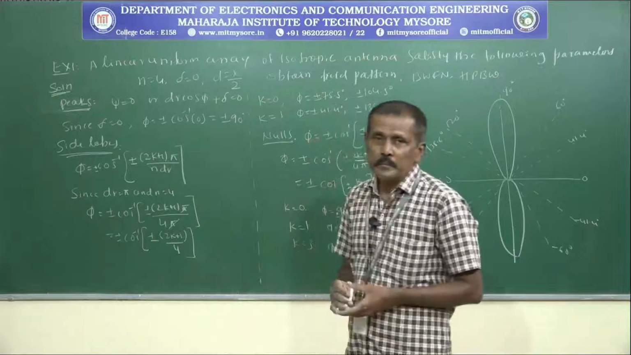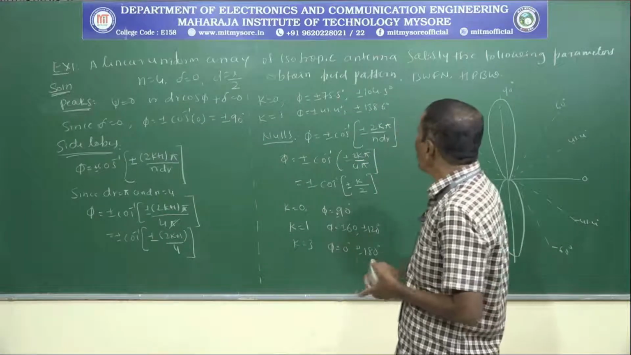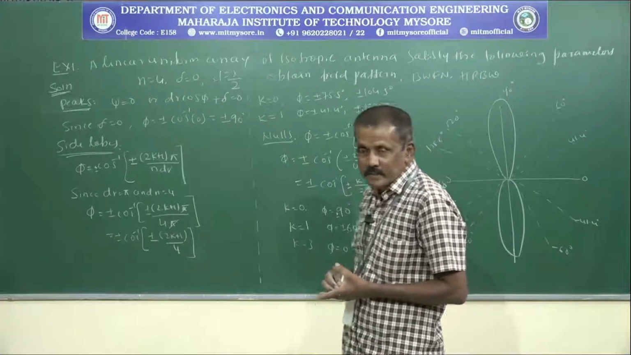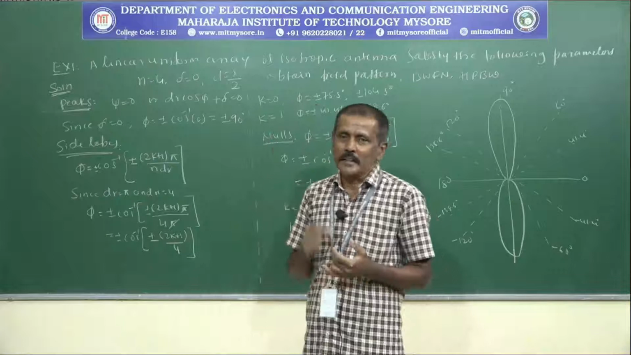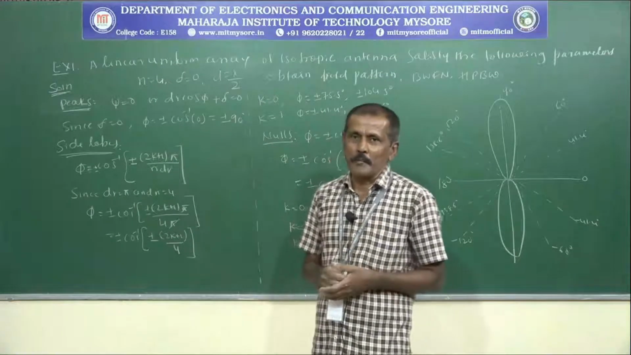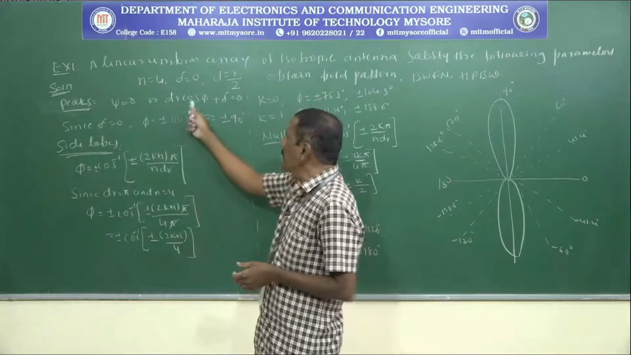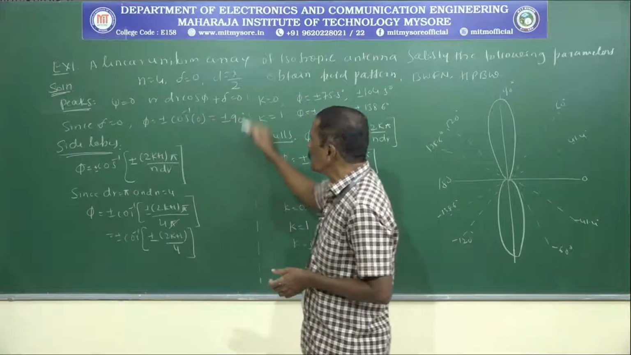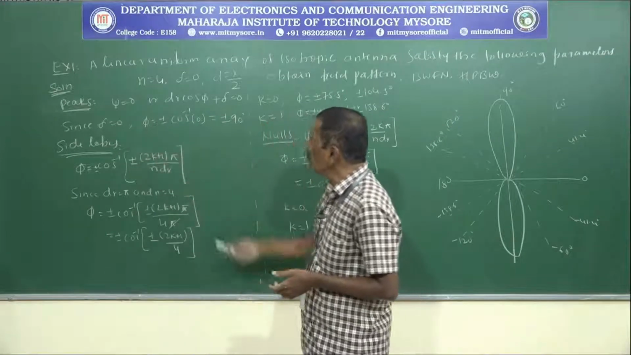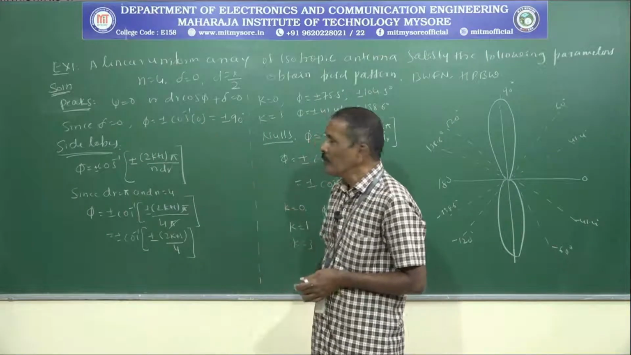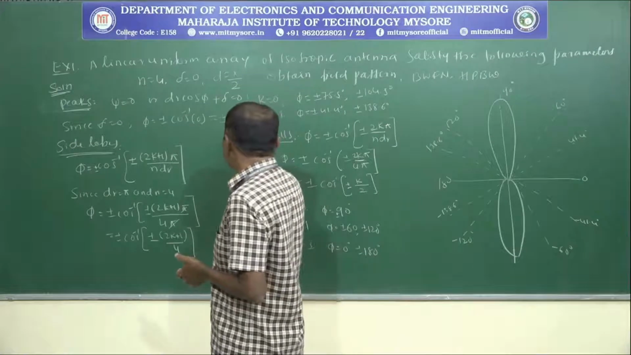Now let us solve one problem on the broadside array. A linear uniform array of isotropic antennas satisfies the following parameters. For this, first we have to consider the peaks, then the nulls and the half power points, and all other parameters. First calculate the peaks. To calculate the peaks, psi equal to 0 or dr cos phi plus delta is equal to 0. Since in the given equation delta equal to 0, I can write phi equal to cos inverse of 0. So this is equal to plus or minus 90 degrees and 270 degrees.